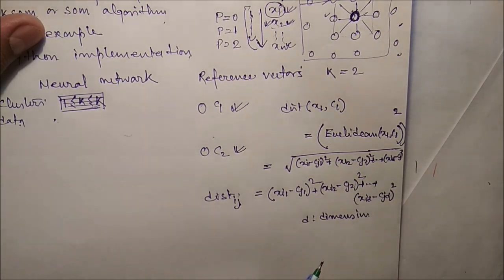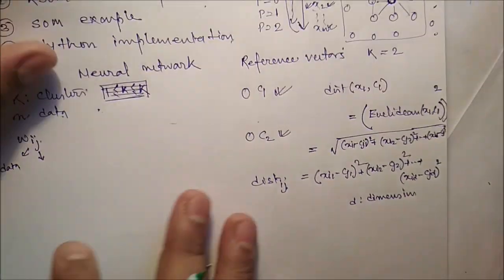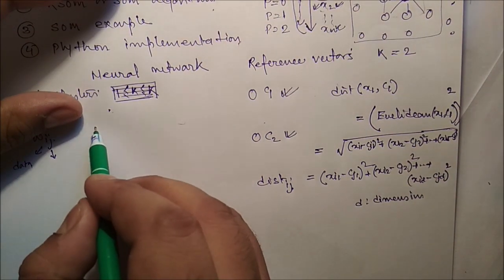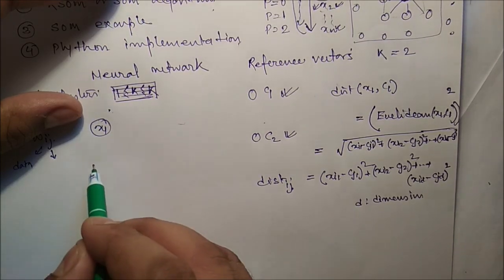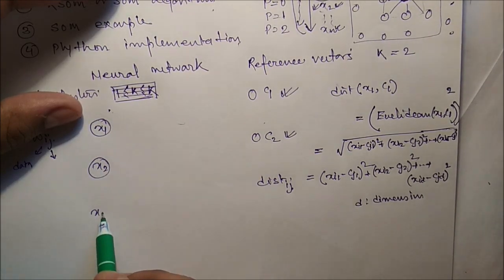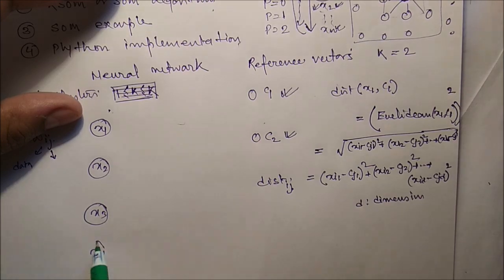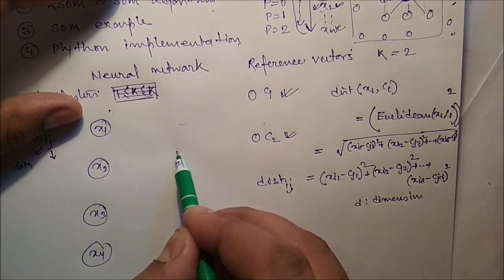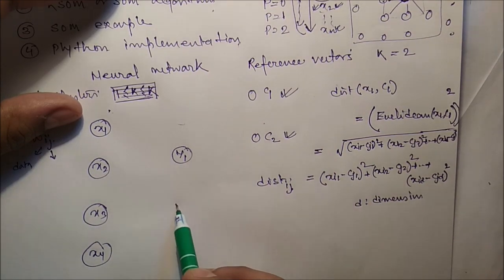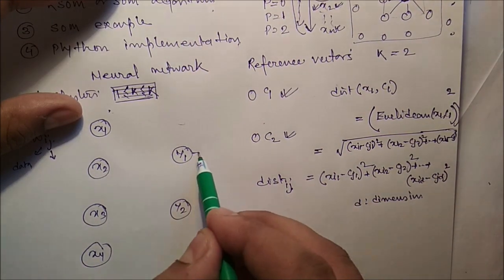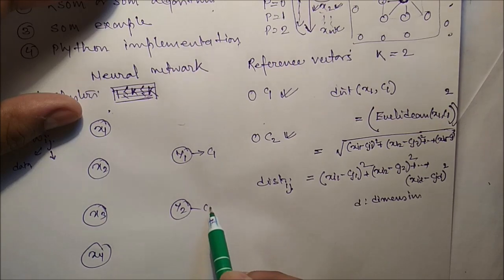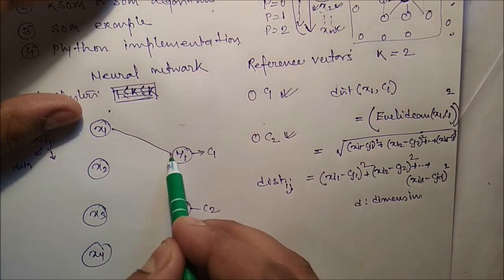And the winning unit and its neighboring units update their weights. Let we have 4 input data, say x1, x2, x3 and x4, and the k value is 2, so we can write y1 and y2 as output neurons. So this is for c1, this is for c2, and there must be connections.